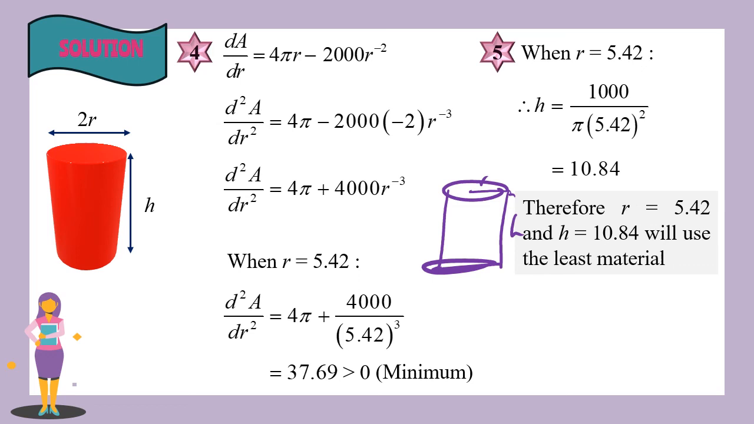So the conclusion is, therefore, what are the dimensions, right? Therefore, r equal to 5.42 and h equal to 10.84 are the dimensions that we will use to find the least material to build a 1 liter oil can. Okay, so that's all for the optimization problem.